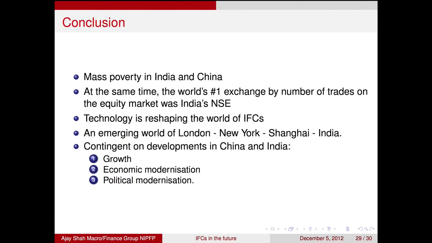So, in short, there is mass poverty in India and China today, and I don't want to jump the gun in thinking that there is a trivial problem about achieving a say as an international financial center. But the world is changing and a lot is happening that will surprise us. As an example, it comes as a huge surprise to all of us when we see that the world's biggest exchange by the number of trades is the National Stock Exchange in India. Technology is reshaping this world of IFCs, and we are getting a new world of cooperation and not competition between big international centers of production of a broken down world of financial services production. If things go right in terms of growth and economic modernization and political modernization over the next 25 years, I think you will see a fascinating world of London, New York, Shanghai, and India.